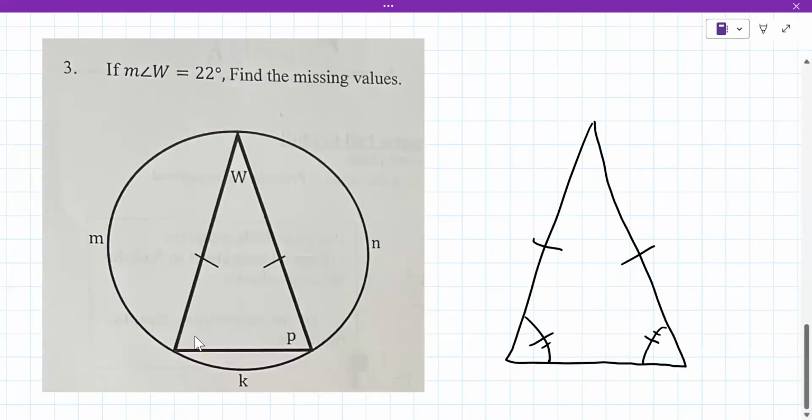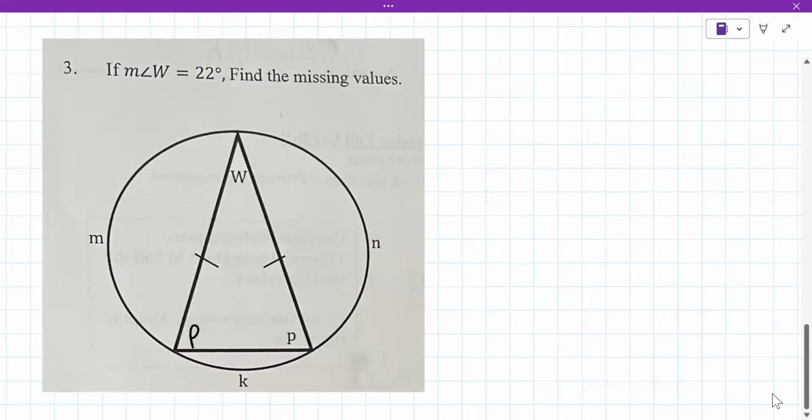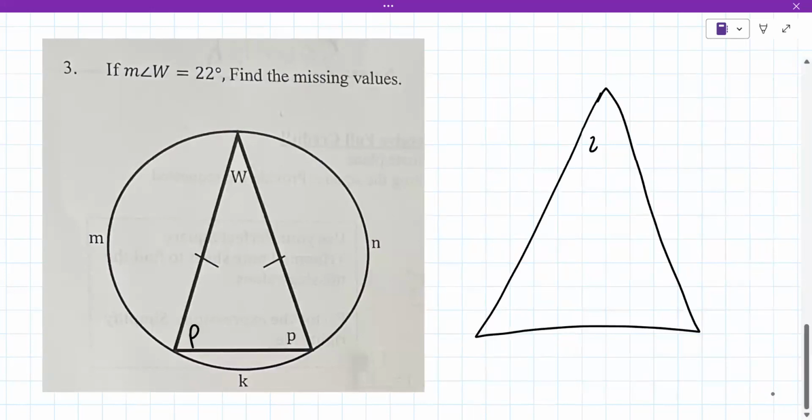So in the picture on the left here, P and P are the same, because it's an isosceles triangle. Now, what's the value of W at the top? Yes, 22. So you have a triangle where this is 22 degrees, this is unknown, this is unknown.